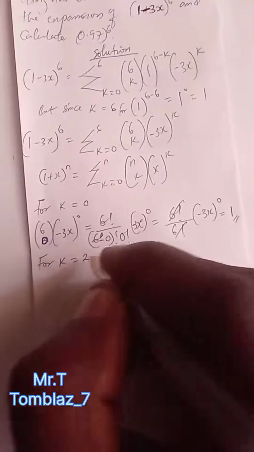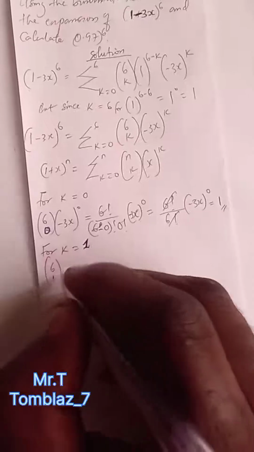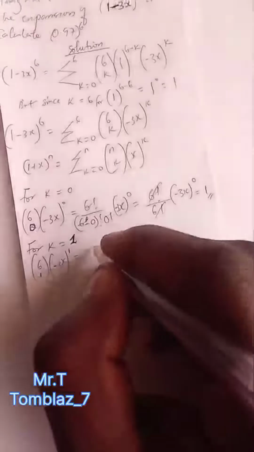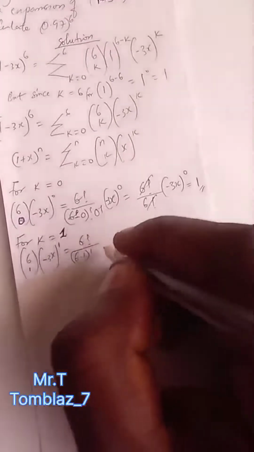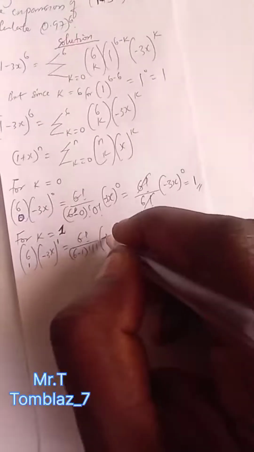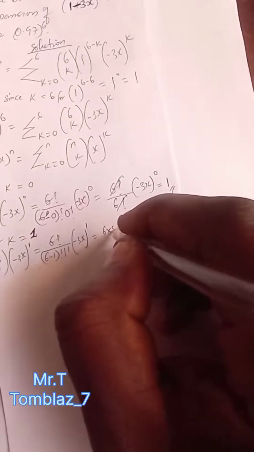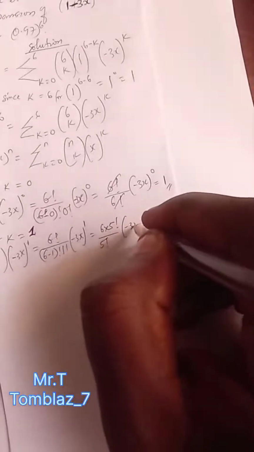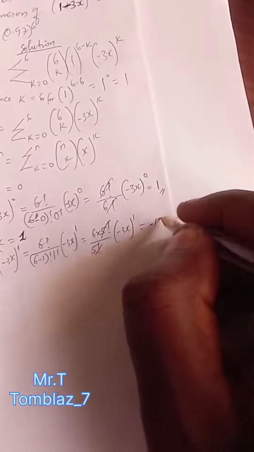Okay, so let's take the next value of k. For k equals 1, remember we are going up to 6. So if k equals 1, we have 6 combination 1 into (minus 3x) to the power of 1. We have 6 factorial over (6 minus 1) factorial times 1 factorial, into (minus 3x) to the power of 1. So this is going to give you 6 times 5 factorial over 5 factorial, into minus 3x. Let's cancel this, so you have minus 18x.